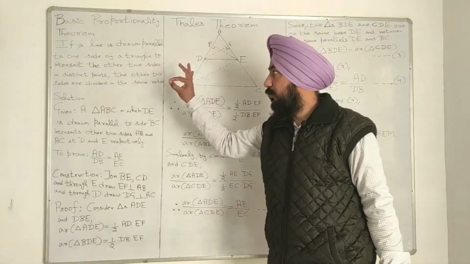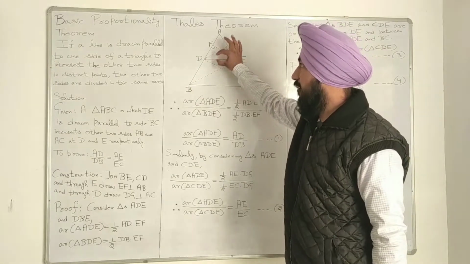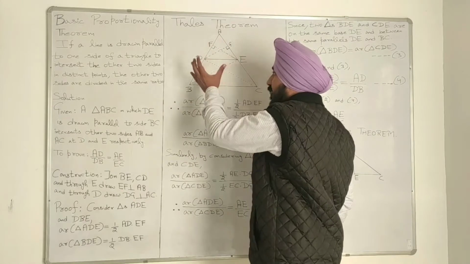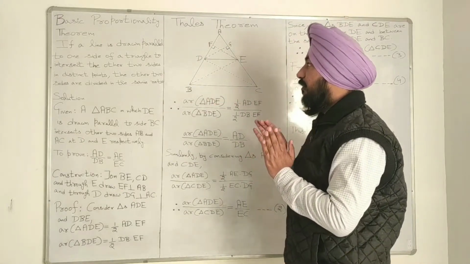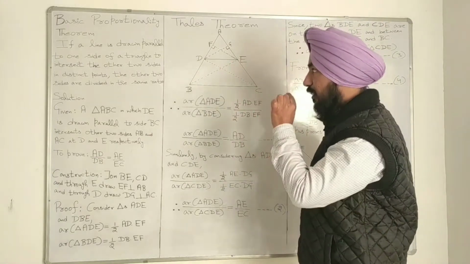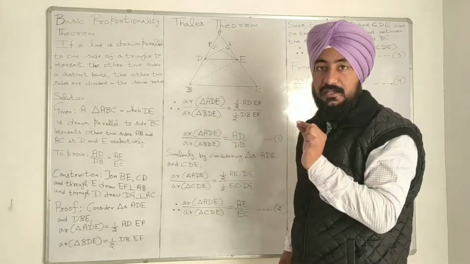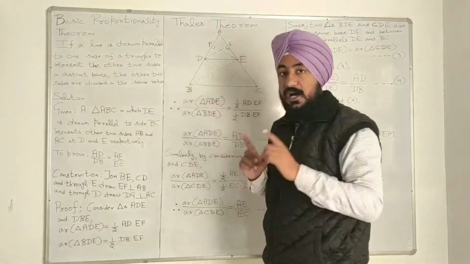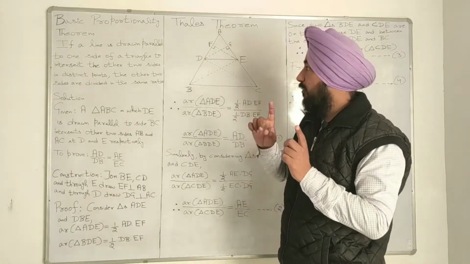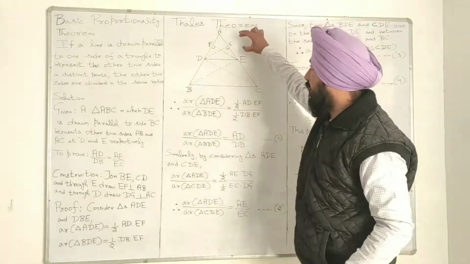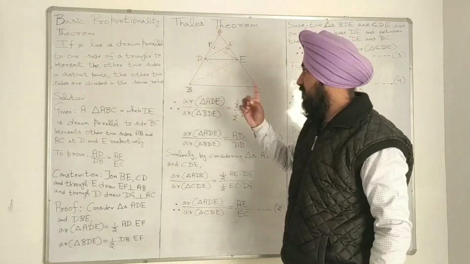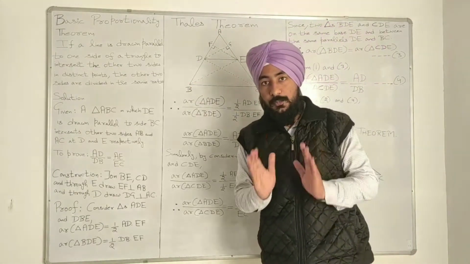Please understand the statement. If a line is drawn parallel to one side of a triangle, I have taken the line DE, to intersect the other two sides, meaning AB and AC, in distinct points. Here the distinct points are D and E. The other two sides, AB and AC, are divided in the same ratio. It means that the ratio AD upon DB is equal to AE upon EC. This is what we are going to prove in this theorem.